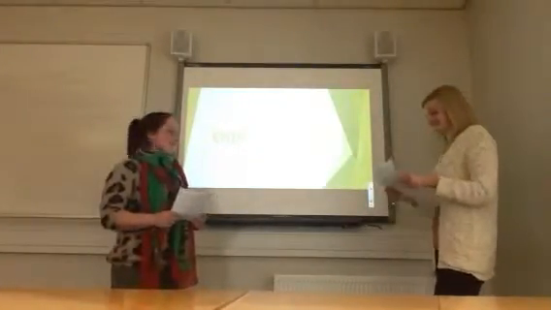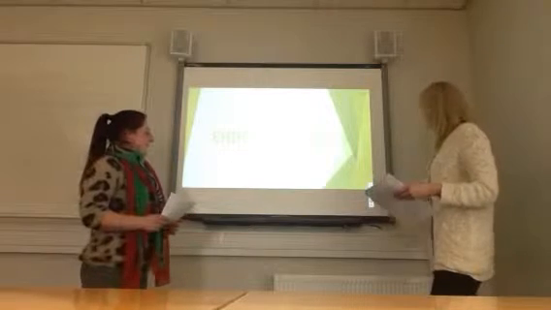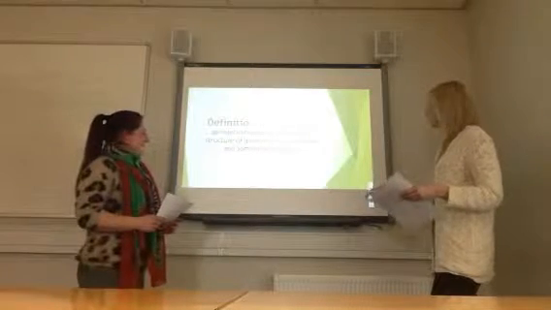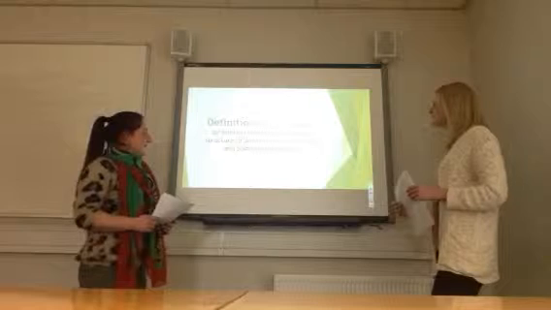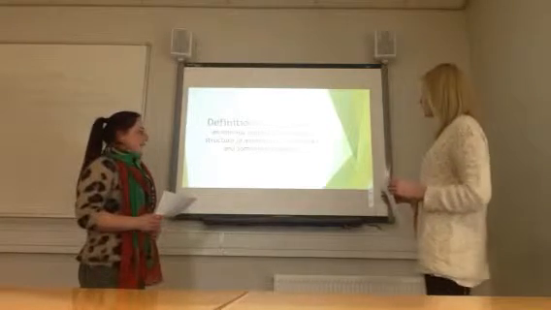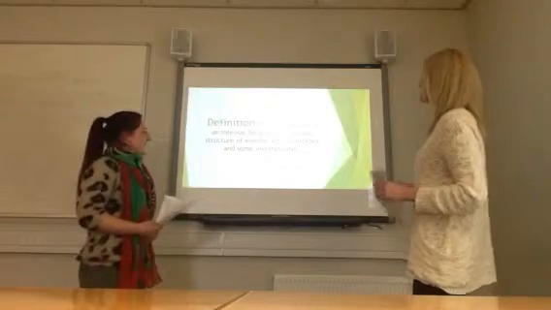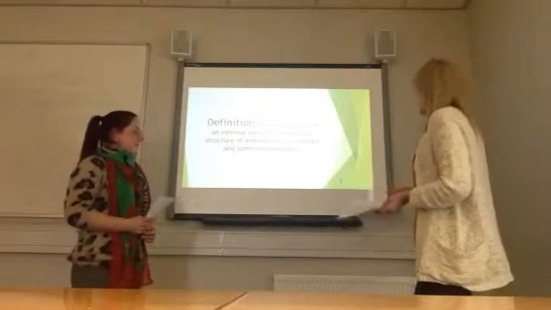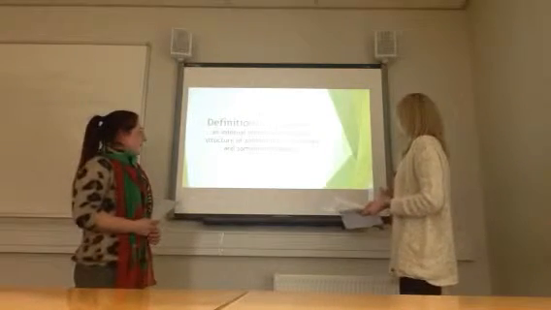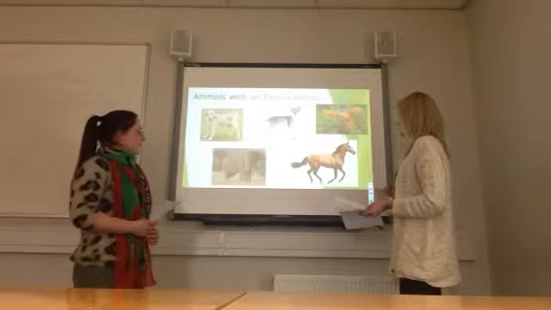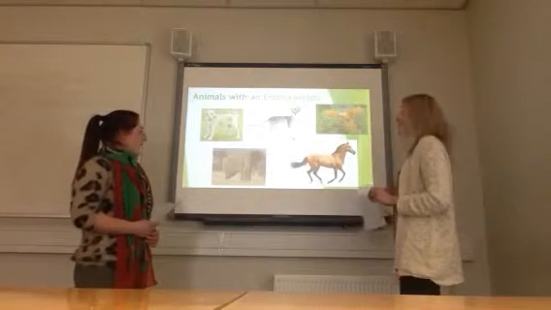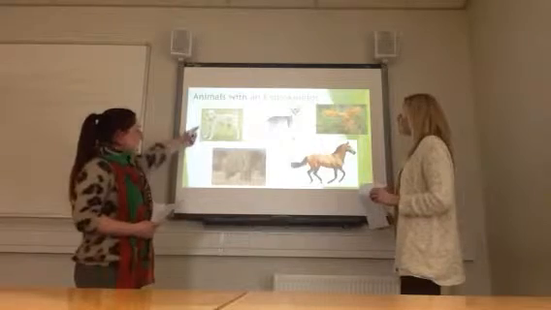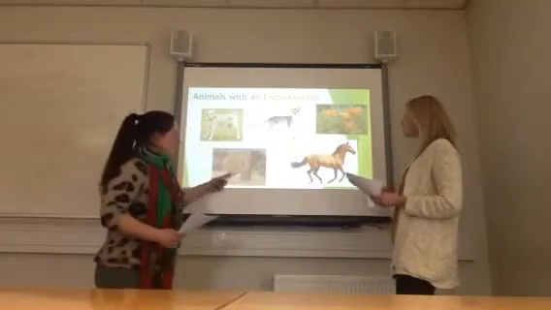The endoskeleton. Definition: an endoskeleton is an internal bony or cartilaginous structure of animals with a vertebrae and some invertebrates. Here's animals with an endoskeleton: a dog, cat, elephant, bird, horse.